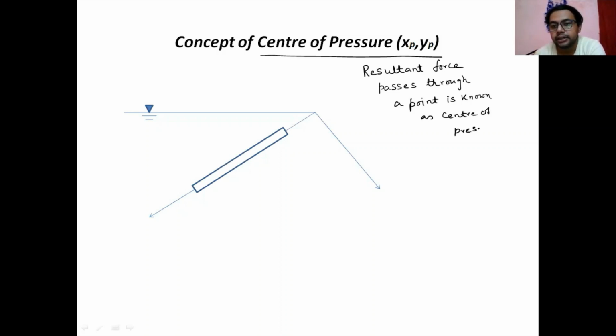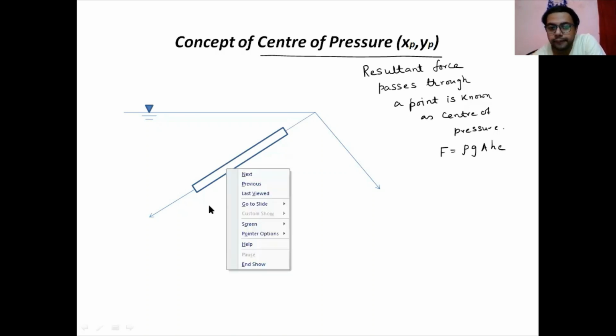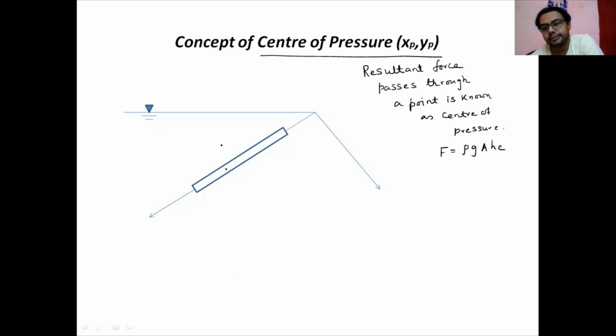In such a condition, what is the resultant force? Whatever you are getting, what is the resultant force you are getting? Rho g A hc. This resultant force passes through a point known as the center of pressure. So there must be some point through which the total resultant force is passing. If you replace the total resultant force with a point force, it will act over a point. This point's name is the center of pressure.